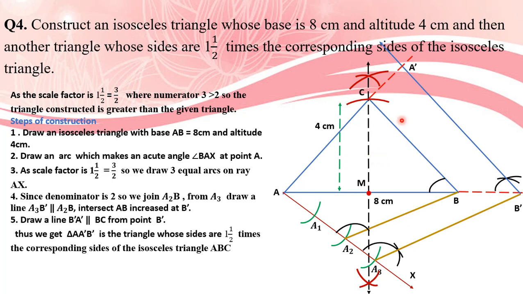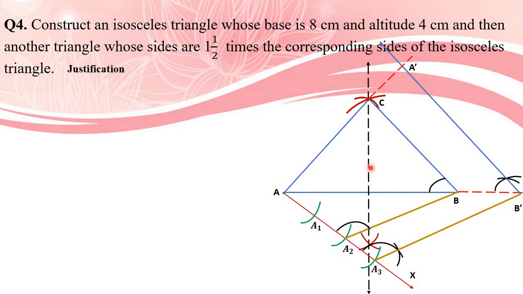So we can say B dash A dash is a line which is parallel to BC, and here we get A dash B dash as the triangle whose sides are 3 by 2 times the corresponding sides of the given isosceles triangle ABC. Now we have to justify the construction, that the sides of the constructed triangle are 3 by 2 times those of the given triangle.